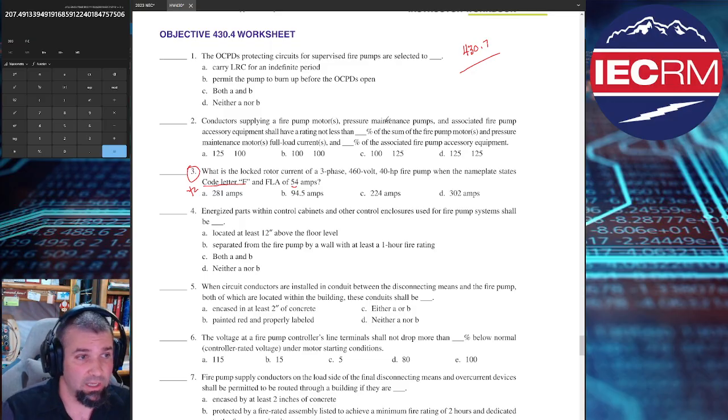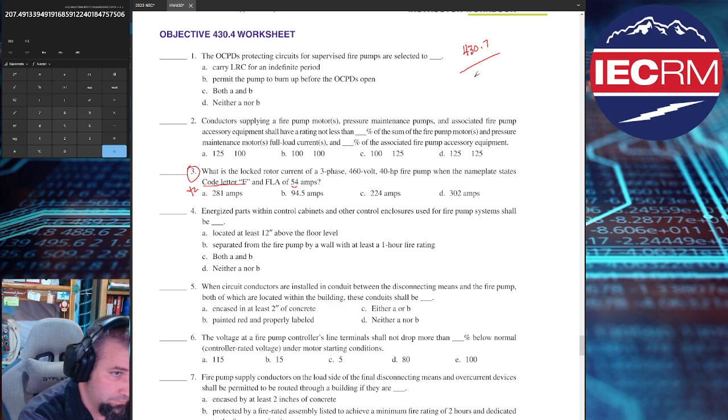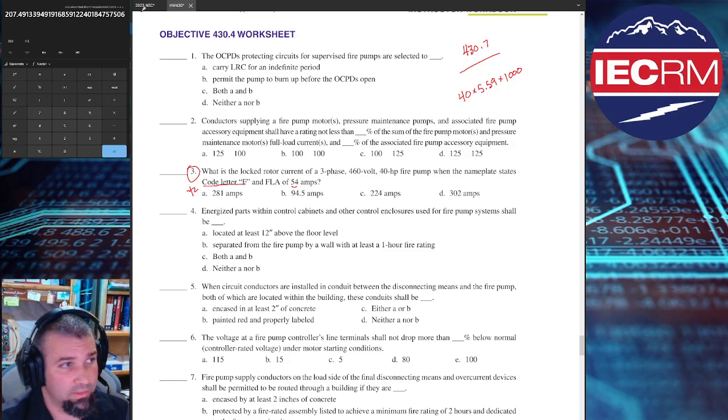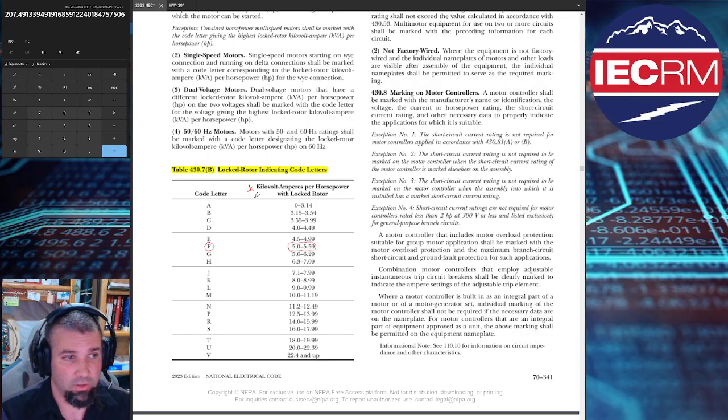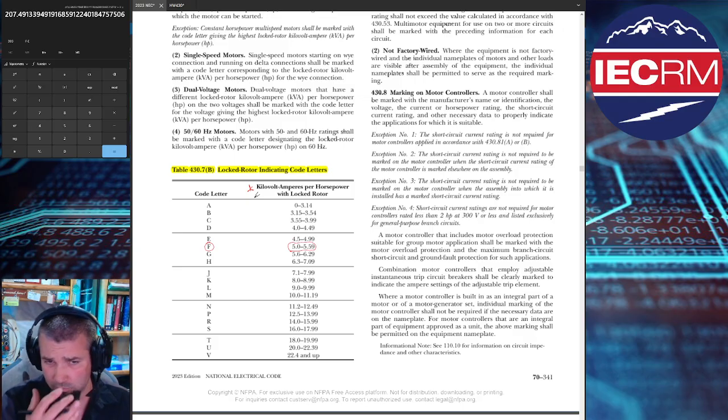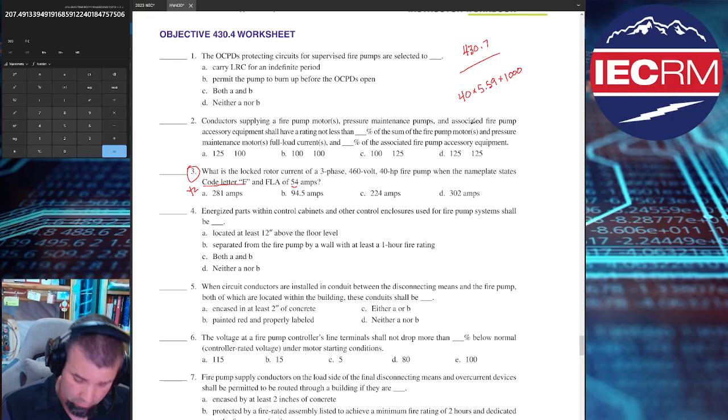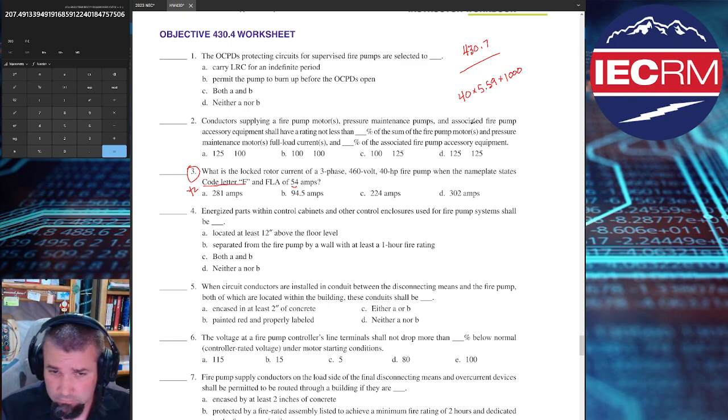Okay, so I'm going to take the horsepower rating. I'm going to take that 40 and multiply it by that 5.59. And I'm going to multiply that by 1,000. Why 1,000? Because we are talking kilovolt amperes per horsepower with locked rotor. So we need to do that part of the calculation. Makes sense? Cool.